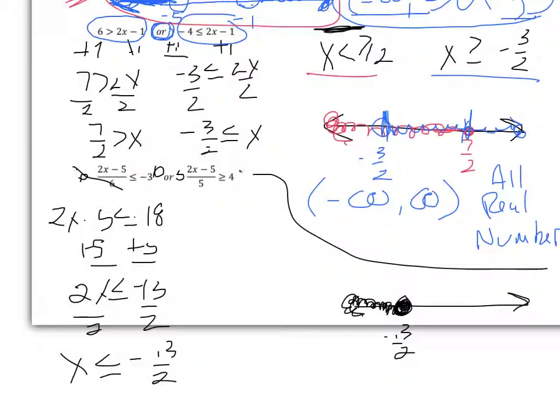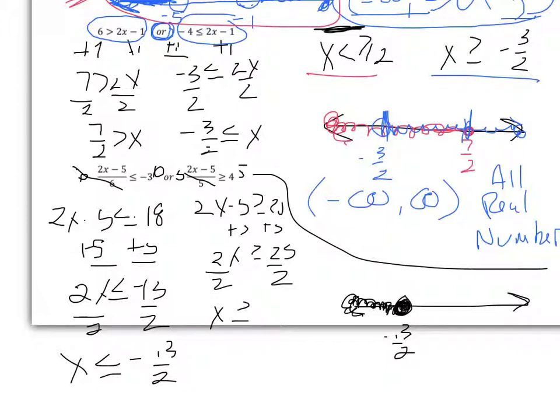Multiply both sides by 5. Cancellation, so we get our 2x minus 5 is greater than or equal to 20. Add 5. So we get 2x is greater than or equal to 25. Divide by 2, and we get x is greater than or equal to 25 halves. So, mark at 25 halves, solid. Shading this to the right.